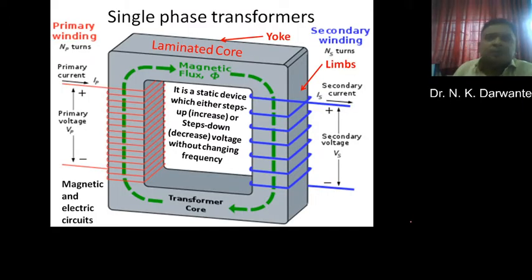Then first of all we'll start with the machinery, single phase AC machinery, that is the single phase transformer. Now what is the transformer? Transformer is made up of a laminated core. Now what is meant by laminated? Laminated means the different iron pieces are stuck together by using some material.